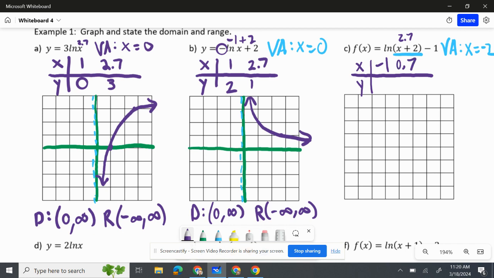So if we plug in a negative 1, negative 1 plus 2 is 1. And of course, the natural log of 1 is 0. Minus 1 is negative 1. If we plug in a 0.7, 0.7 plus 2 is 2.7. So the bases are the same. We get 1 minus 1, which is 0.